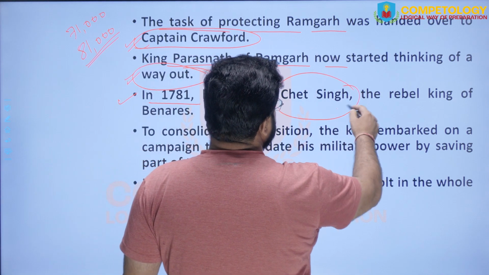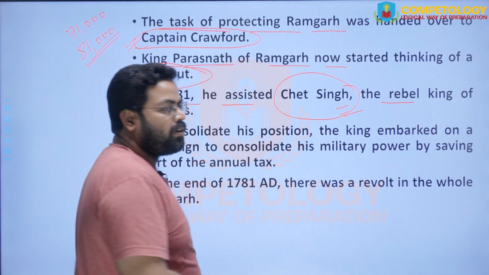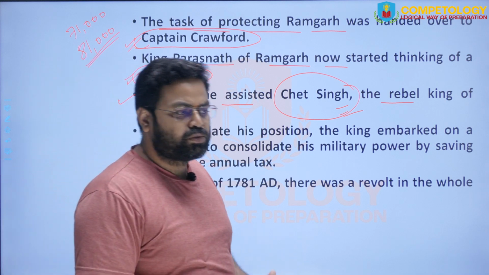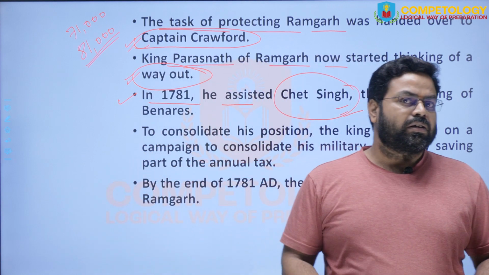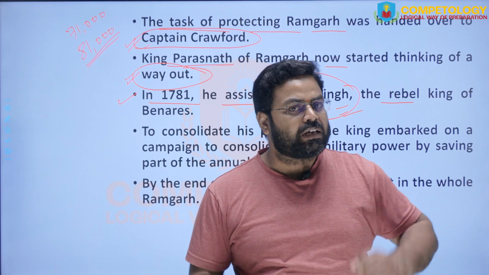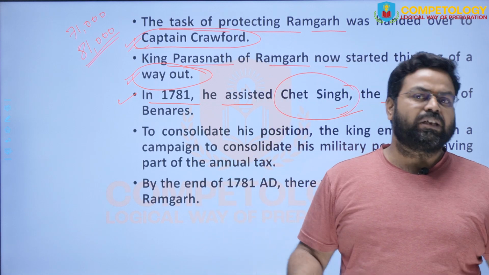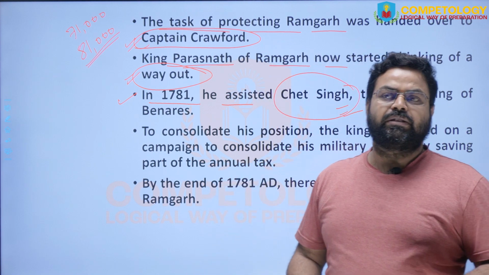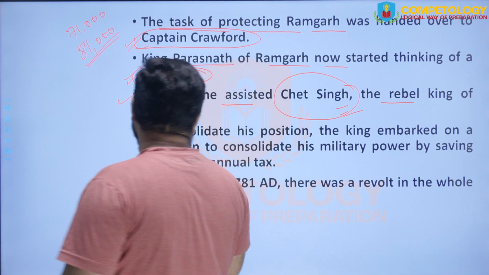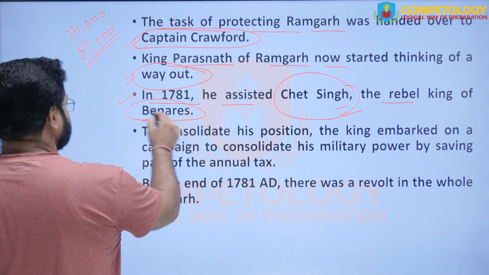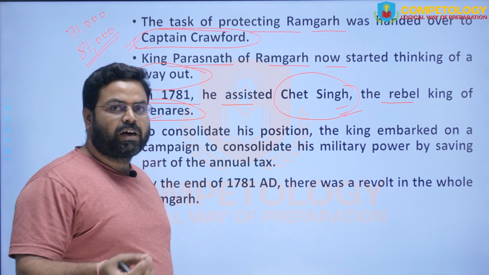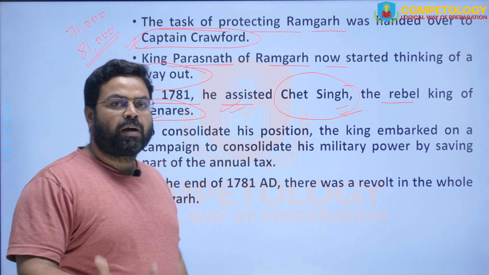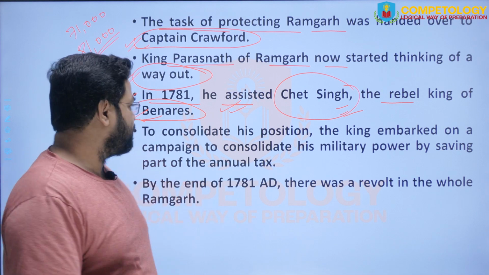By this time the Britishers had reached Banaras. So the king of Banaras, Chet Singh, also rebelled against the Britishers. Initially all the kings used to resist the establishment of British control over their empire, but eventually they had to surrender because they were not in a position to fight the Britishers. The same thing happened with Chet Singh of Banaras, and here again Chet Singh was assisted by the king of Ramgarh, that is Parasnath Singh, right?